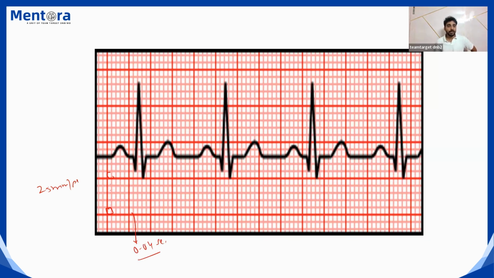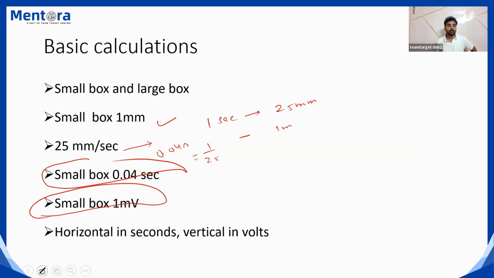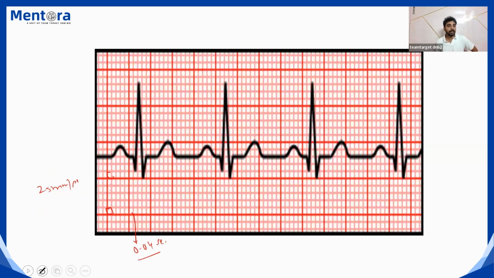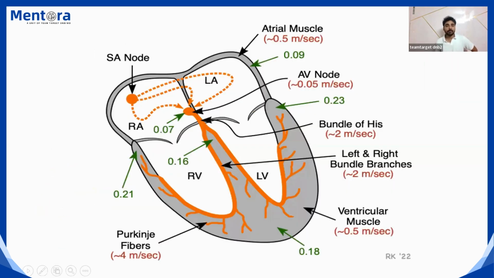So this much is enough. So main thing you have to remember is only these two boxes. Small box, it is 0.04 seconds, and small box in vertical is 1 millivolt. We will see horizontally for time, vertically for the volts. Very important. So then after this, a basic introduction about your conduction system.